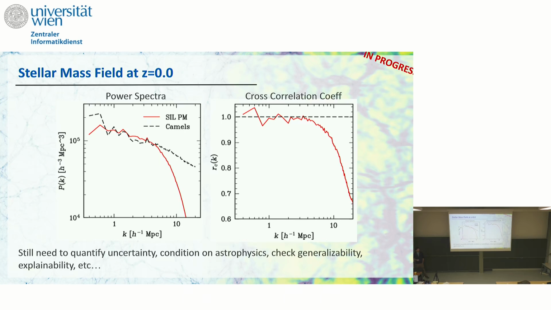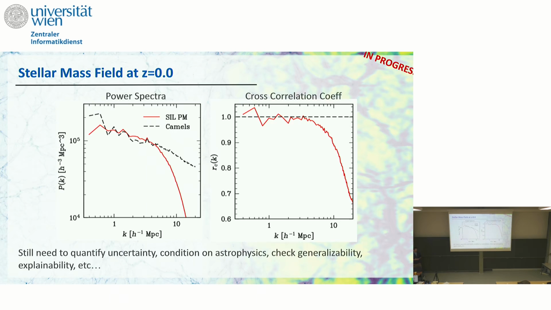You could also make this type of model conditional on the astrophysical parameters. So the CAMELS simulation set spans a wide range of supernova feedback. You could also check how much it generalizes. And as I said, you can check how we can explain this type of model. It's a relatively simple CNN. You can do various response type analyses to figure out what features it's picking up on.